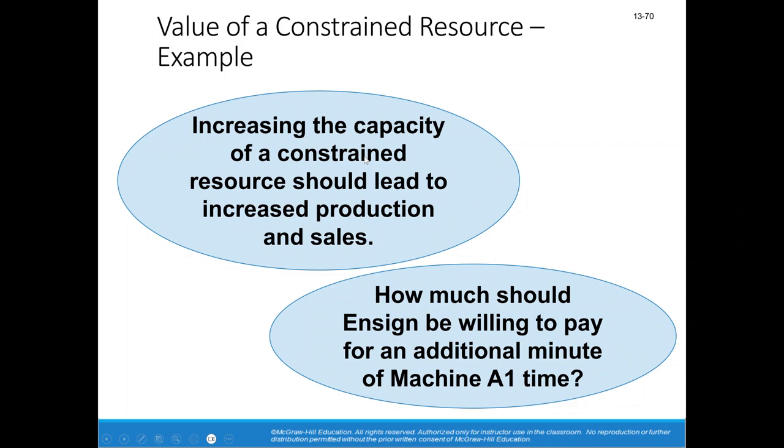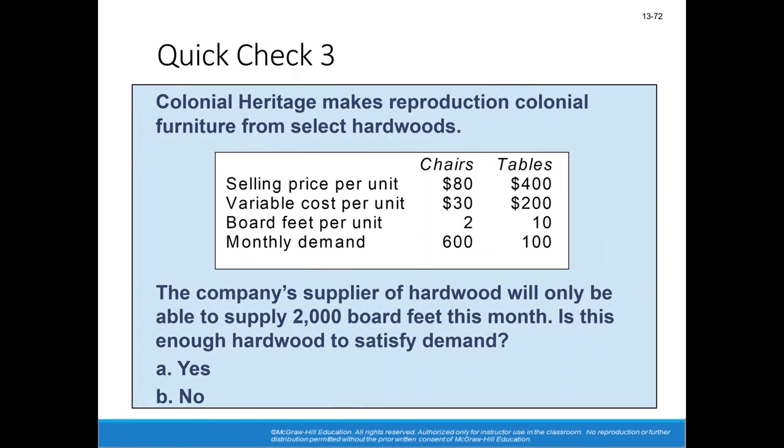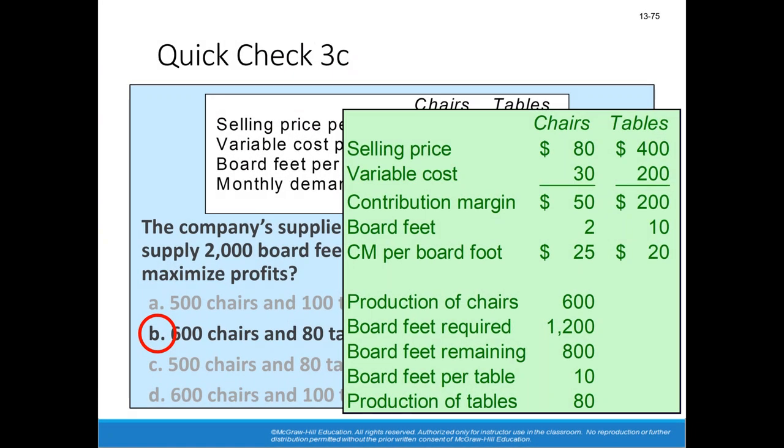Now we're constrained, so increasing the capacity should lead to increased production and sales. How much should we be willing to pay for an additional minute of machine time on A1? We would be willing to pay up to $24 per minute. I mean, if we pay 24, probably will not because then we wouldn't make any money. But we would be willing to pay up to $24 a minute because that's our margin. And just going to go through a similar type problem.